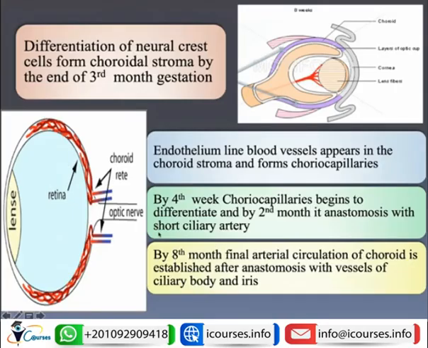And by the 4th week, the choriocapillaries will differentiate, and in the 2nd month will anastomose with the short ciliary arteries, and at the 8th month, the final arterial circulation is established.